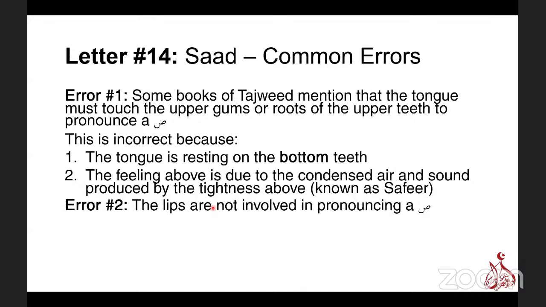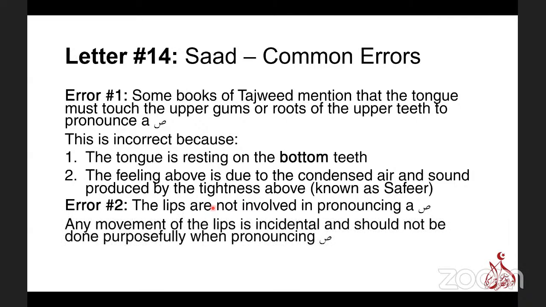Your lips will slightly move when you pronounce a Saad. That's a natural movement, but it's not intentional. It shouldn't be intentional. Any movement of the lips is incidental. It's happening just because of the air and the pressure making your lips move, but it should not be done purposely when you're pronouncing a Saad. So the lips are not supposed to be turning round to pronounce it. That is incorrect. Just put your tongue on the bottom teeth and just let the air out.